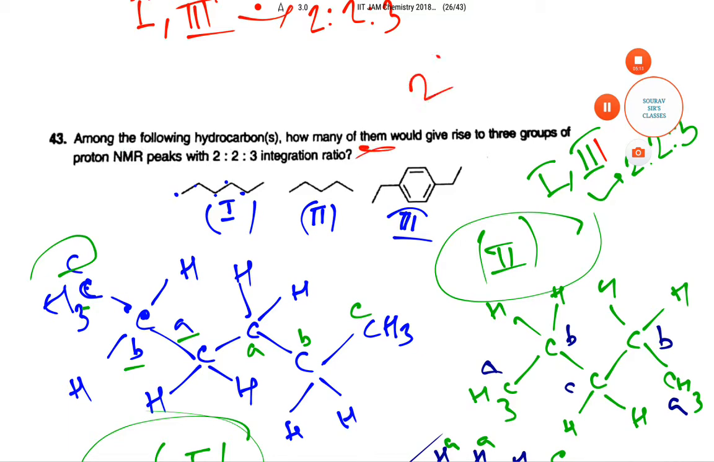So 2 of them will give rise to 3 groups of proton NMR peaks with 2:2:3 integration ratio. So answer is 2.